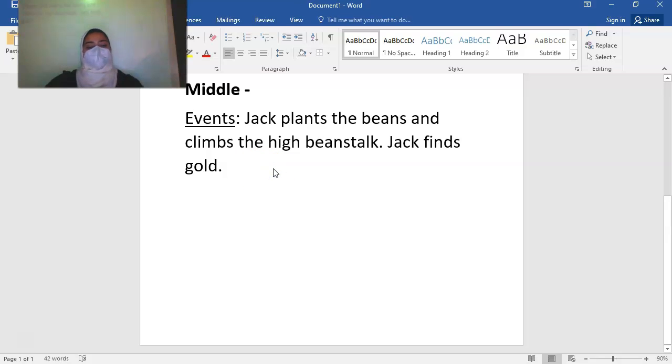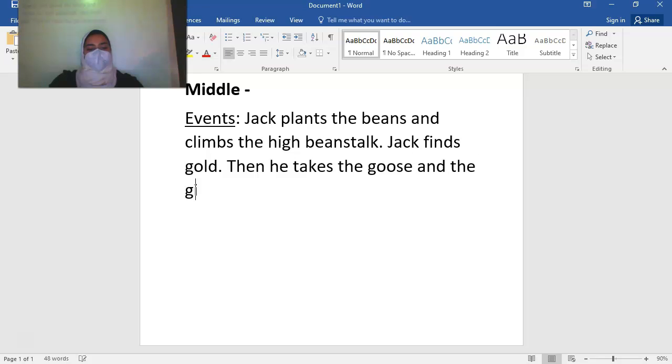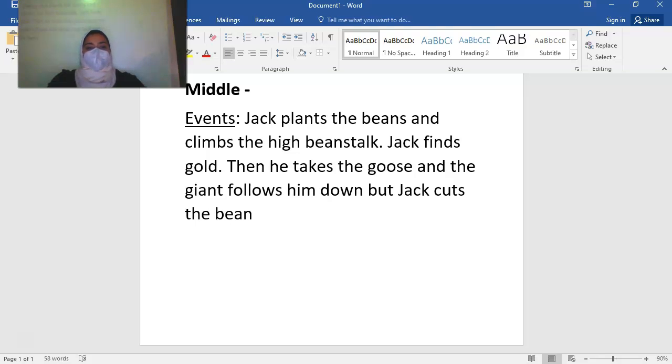So let's see. Jack finds the gold, and then he takes the goose, right? He takes the goose that lays the golden eggs. And the giant follows him down, but Jack cuts. No, the end is, I'll tell you what goes at the end. So he takes the goose and the giant follows him down, but Jack cuts the beanstalk.